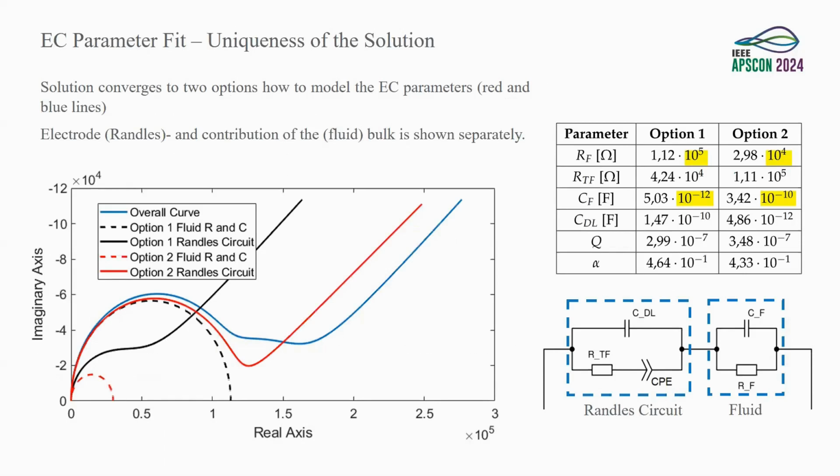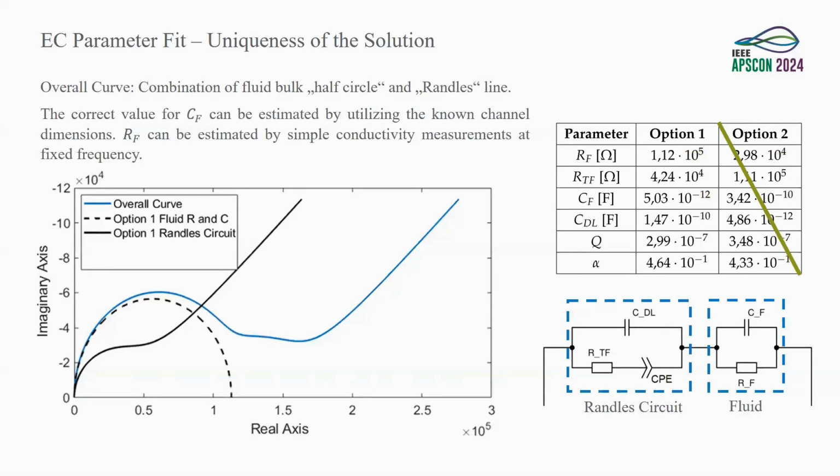For our equivalent circuit, on the right-hand side is the reduced equivalent circuit. The solution converges to two options for how to model this equivalent circuit. These are the red and the black lines here, and I wrote blue lines. In this table you have the parameters from RF down to alpha for option 1 and option 2, which both succeed in the fitting. As a spoiler, option 1 is the correct one. The blue one is the overall curve, which lies between the black curves. And why do I know that option 1 is the real one? Because the correct value for the capacity of the fluid can be estimated by utilizing the known channel geometry, for example channel dimension, and RF can be estimated by simple conductivity measurements at a fixed frequency. So we know that option 1 is correct.